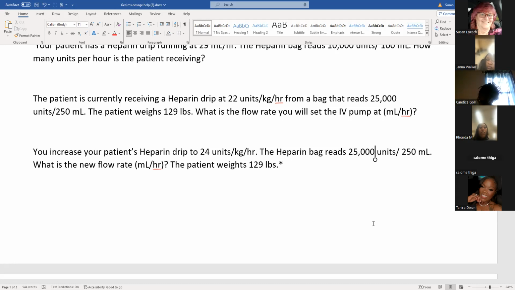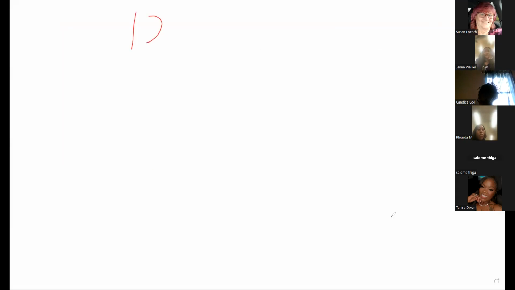And multiply that times your 22. That will tell you what you're actually running the pump at. So what'd you get for that? So the 129 pounds converted to 58.63.